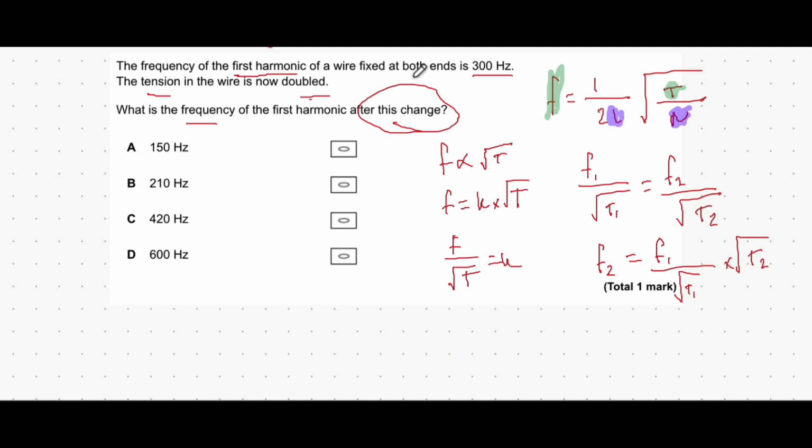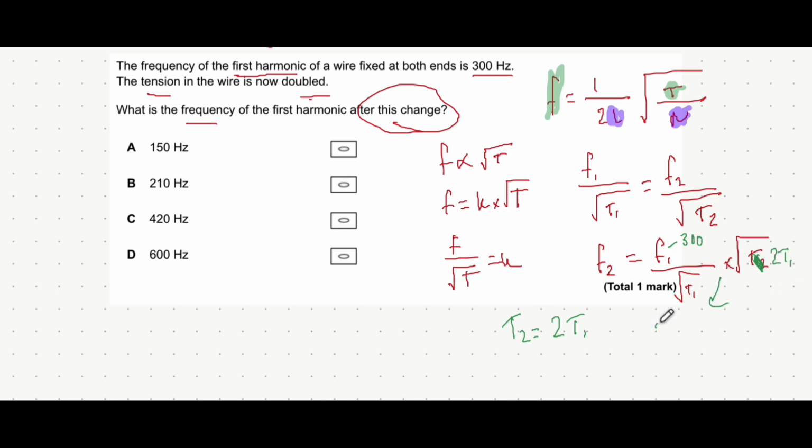Let's now think about the changes that are happening. Well, it says the initial frequency is 300 Hertz. So I'm just going to quickly change to a different color. And we can write that F1 is 300 Hertz. It says the tension in the wire is doubled. So if it's doubled, that means that the tension afterwards is 2 times the initial tension. So I'm just going to write this T2 as 2 lots of T1.